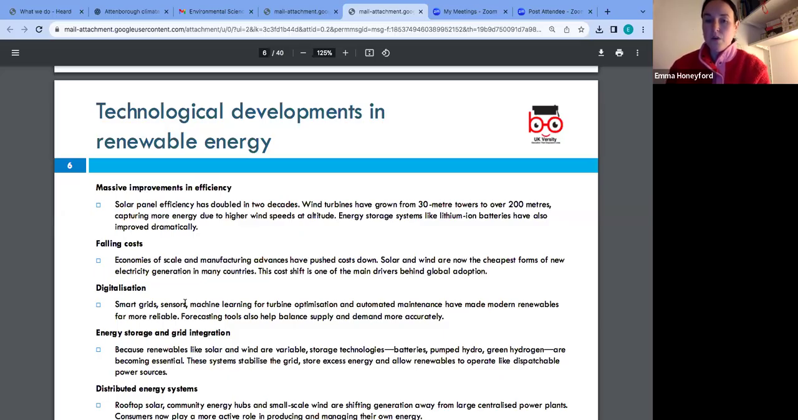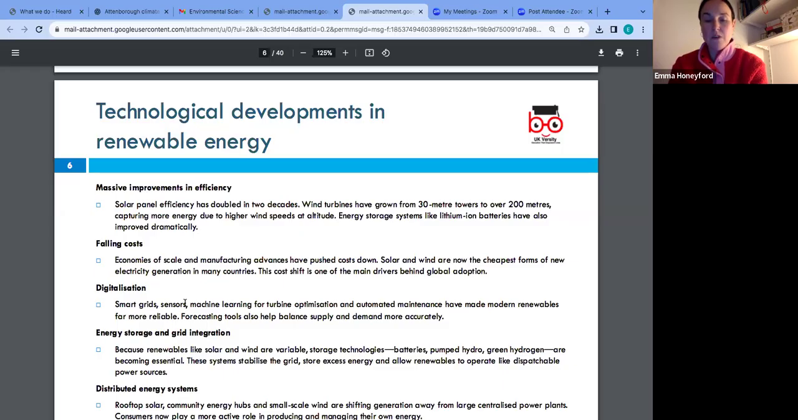Energy storage systems like lithium-ion batteries have also improved dramatically. So technology is getting better over time. Falling costs, so economies of scale, like I mentioned earlier, the market forces and economic forces have a massive role to play in how successful renewable energy will be in the future.